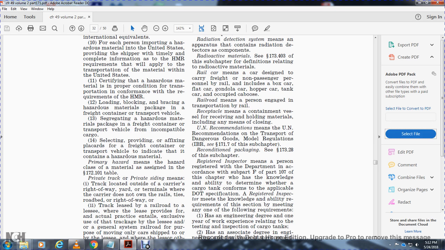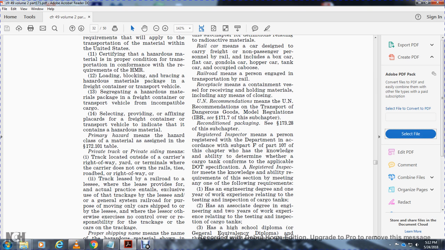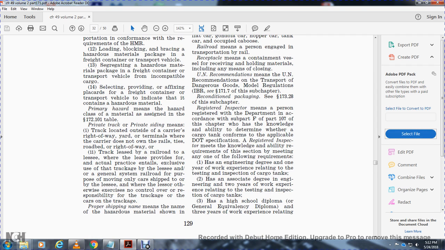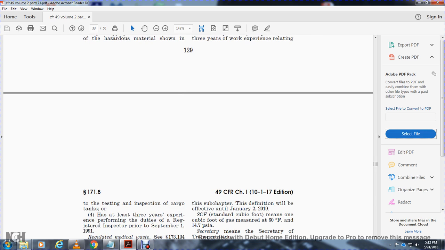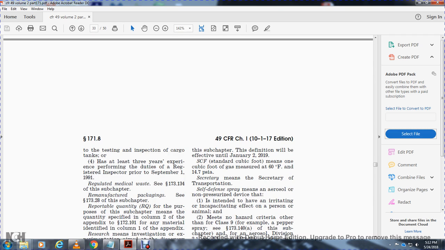Registered inspector means a person registered with the department in accordance with subpart F of part 107 of the subchapter, with the knowledge and ability to determine whether the cargo tank conforms with the applicable specification. The knowledge and ability requirements of this section are met by one of the following: having an engineering degree with one year of work experience related to the testing and inspection of cargo tanks; having an associate's degree in engineering with 2 years of work experience related to the testing and inspection of cargo tanks; having a high school diploma or general equivalency diploma and 3 years of work experience relating to the testing and inspection of cargo tanks; or having at least 3 years experience performing the duty of a registered inspector prior to September 1st, 1991.